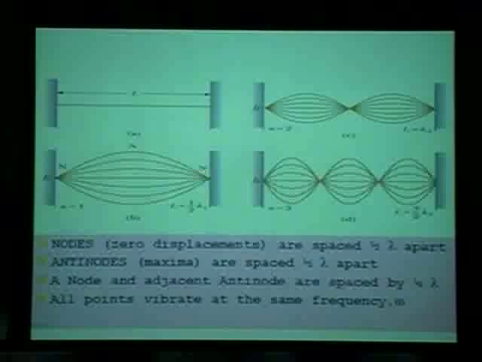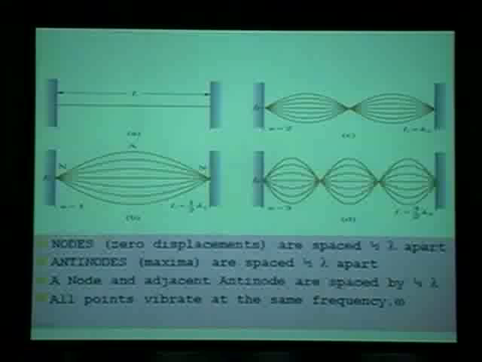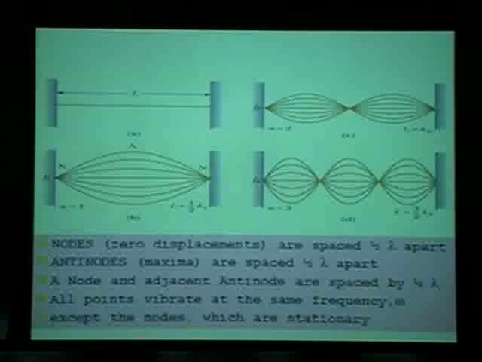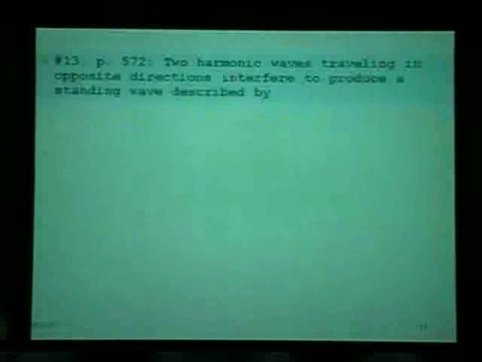Remembering that all points vibrate at the same frequency omega, so the whole string is still vibrating. It's just vibrating more extensively at the antinodes than it is at the nodes. And the nodes basically have no amplitude, but they are still kind of shaky. They're basically stationary, but everything still has the same angular frequency omega. So it might look something like this.